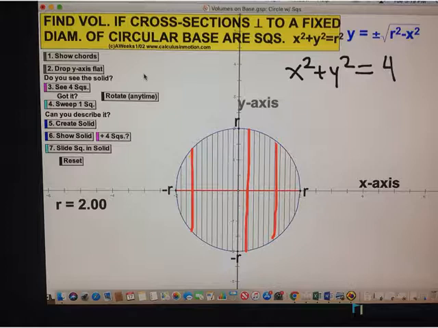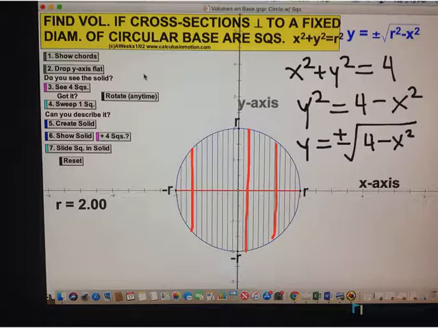So the equation for the base of our solid is x squared plus y squared is equal to 4. It's a circle centered at the origin with a radius of 2 units. And we're going to solve this equation for y. We begin by subtracting x squared from both sides of the equation.